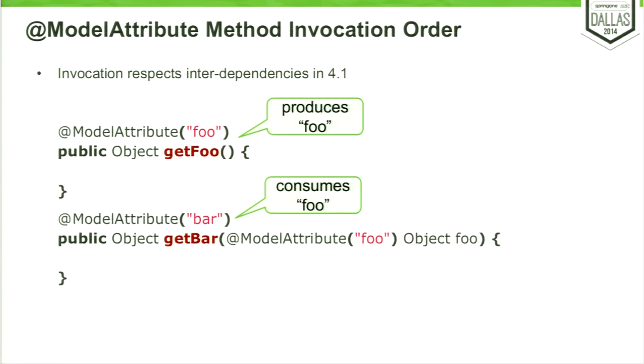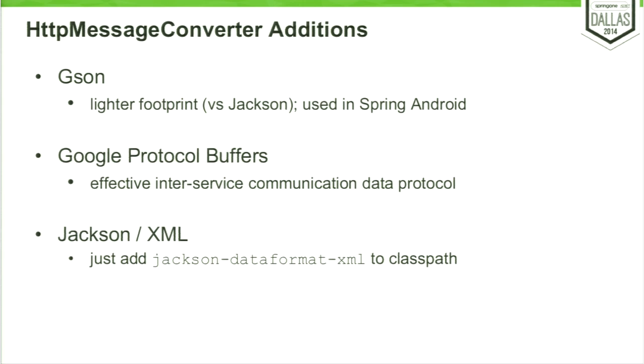So in this case, you have a method that adds a foo object to the model. And then you have a second method which adds an object called bar, but it also declares that it needs an object called foo. So there's an obvious dependency there. So basically what we do is we keep trying until we can find an order in which we can invoke these methods to satisfy these dependencies. So it's a subtle enhancement which is there now.